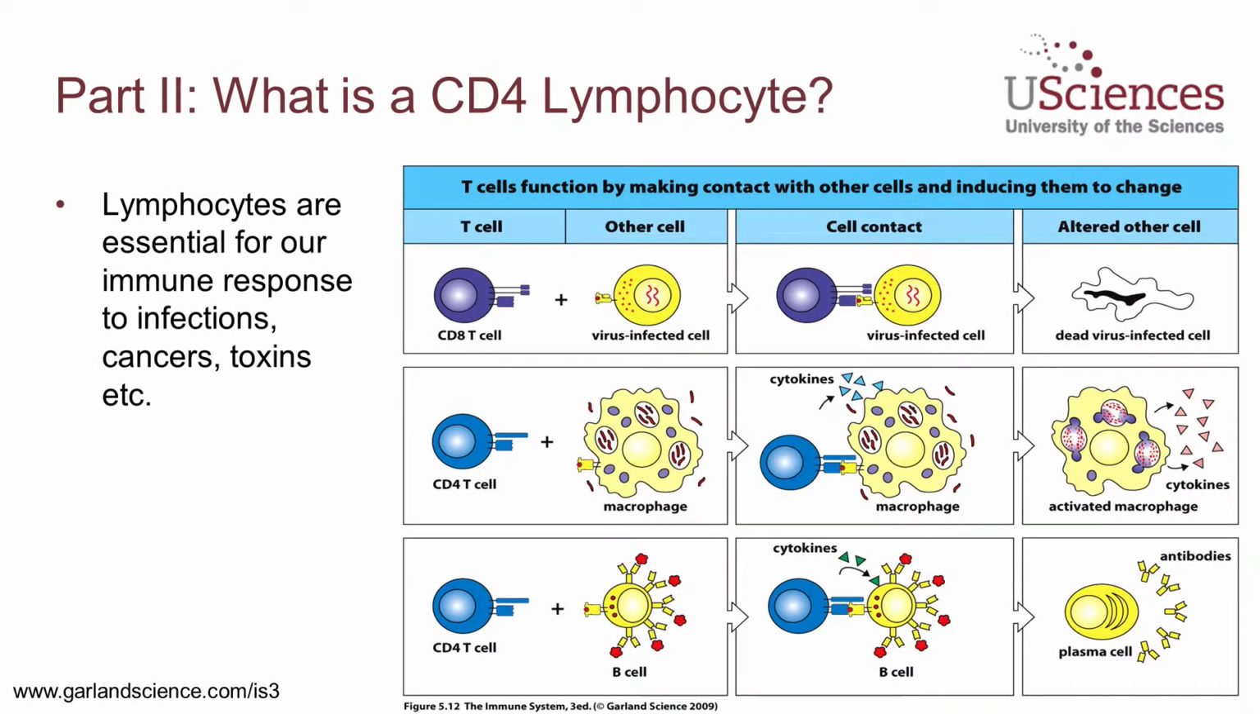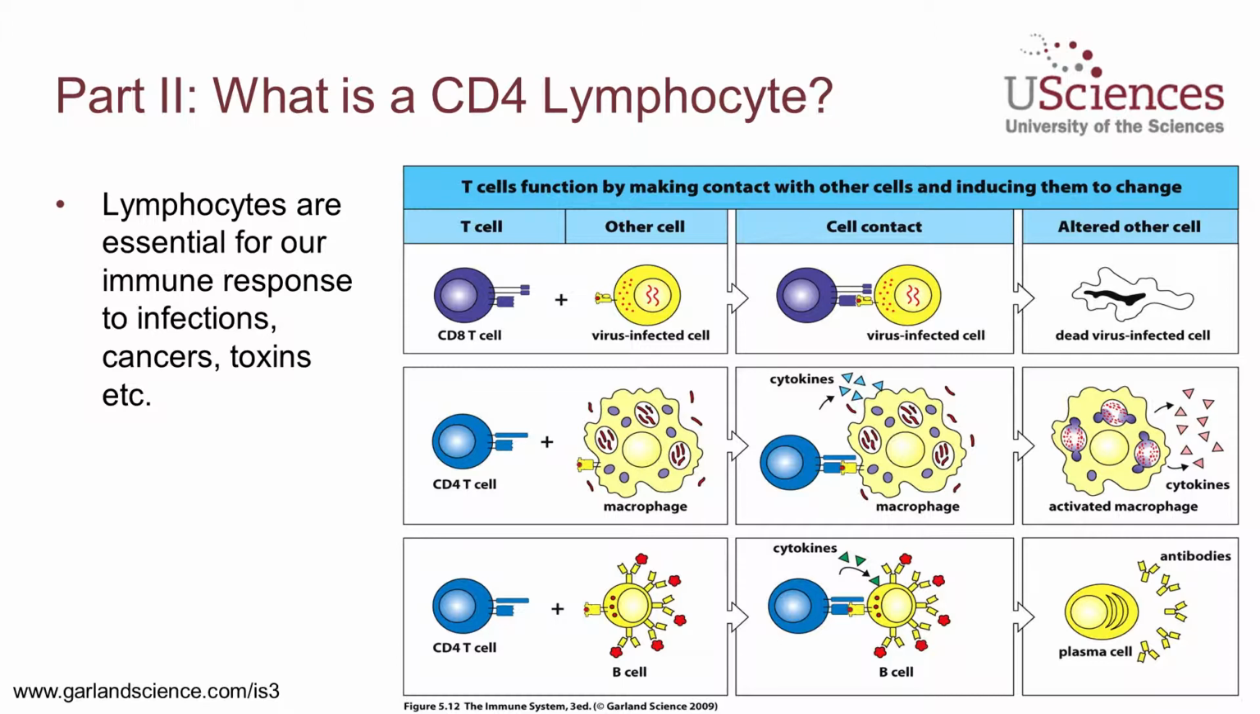So what is a CD4 lymphocyte? We have a number of immune cells, and one major group of immune cells that we have to fight off infection is called lymphocytes. The two major types of lymphocytes are T cells, or T lymphocytes, and B cells, or B lymphocytes. They each have their distinct jobs.